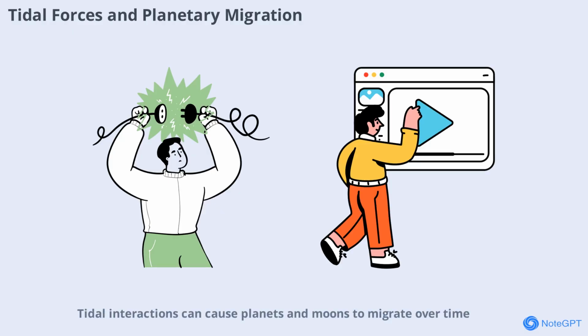Tidal interactions can cause planets and moons to migrate over time. As energy is transferred between rotation and orbit, bodies can move closer together or farther apart. This process has shaped the architecture of our solar system and continues to influence planetary systems across the galaxy.